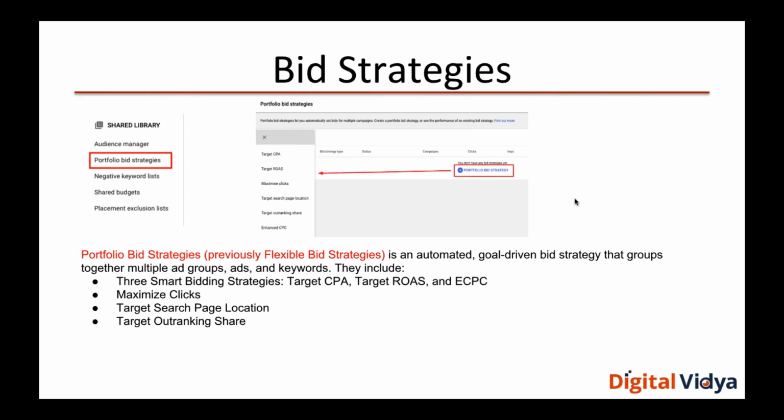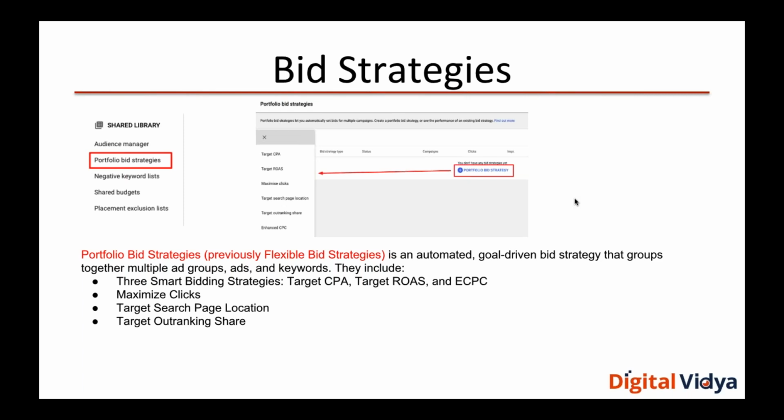Next is enhanced CPC. Enhanced CPC is for those people who don't want to give all the control to the AdWords system to set a bid. Here, with enhanced cost per click or ECPC, you are allowed to set a cost per click bid. So let's say I have set a bid of 10 rupees per click. Now, if I check the option for enhanced CPC, I am allowing the system to bid up to 30 or 100% more than the set bid.